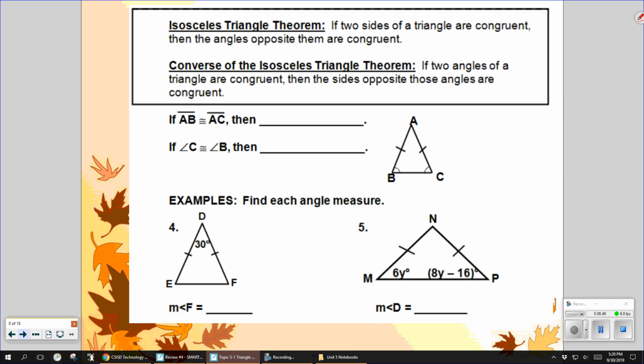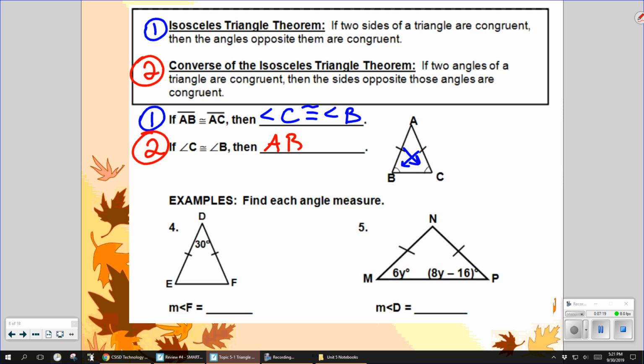So the first theorem, the isosceles triangle theorem, is telling us that if I know segment AB is congruent to segment AC, then I know the angles opposite of those are congruent, so therefore I would know angle C is congruent to angle B. And then the converse of that is saying this: if I know angle C is congruent to angle B, then I know the sides opposite are congruent. So therefore I would know segment AB is congruent to segment AC. So it's just the converse of the statement above, the switch.